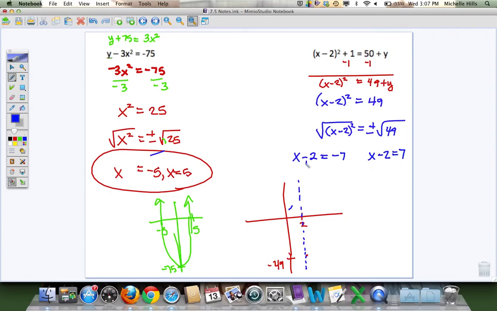Then if I added 2 to both sides here, this one would be x equals negative 5. Adding 2 to both sides here to solve for x, x equals positive 9, which means positive 9 and negative 5 are my x-intercepts. Goes down through the vertex and back up through. So it's the same distance away from the vertex horizontally, but since the vertex has shifted, these are not just opposites of each other anymore.